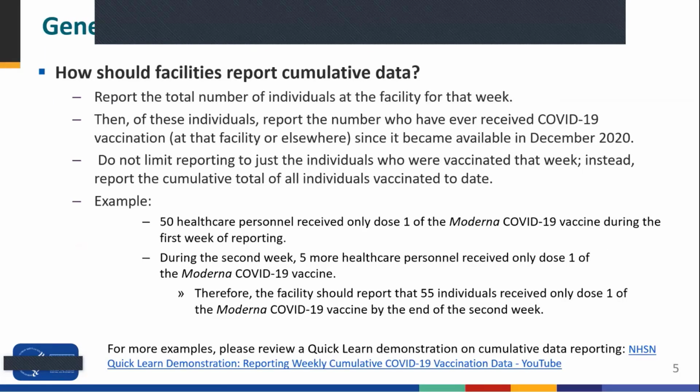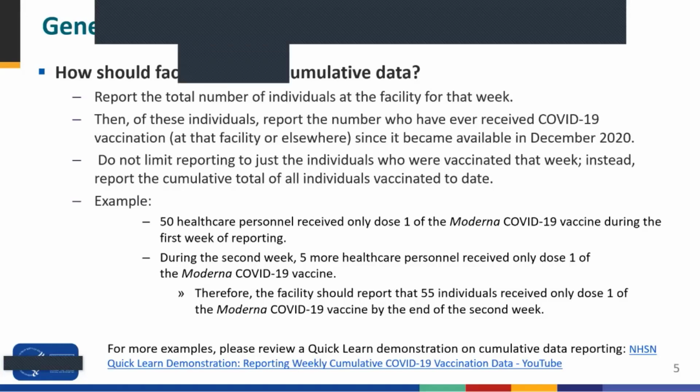This slide reviews how to report cumulative COVID-19 vaccination data. To do so, facilities report the total number of individuals at the facility for that week. Of these individuals, facilities should report the number who have ever received COVID-19 vaccination at the facility or elsewhere since it became available in December 2020. It's important not to limit reporting to just individuals who are vaccinated that week. Instead, be sure to report the cumulative total of all individuals who have ever been vaccinated to date.